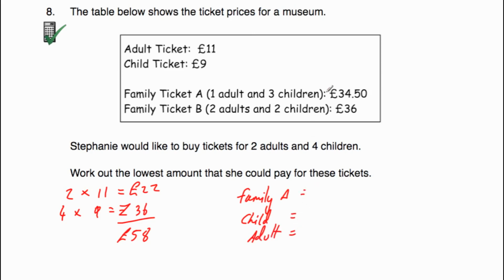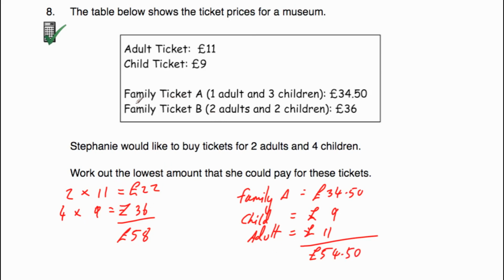So a family A ticket is £34 and 50 pence. A child ticket is equal to £9, and an adult ticket is equal to £11. And if we add those together, well, 11 plus 9 is £20. So the grand total for that would be £54 50p. So that's saving us some money than buying it individually, which is good.